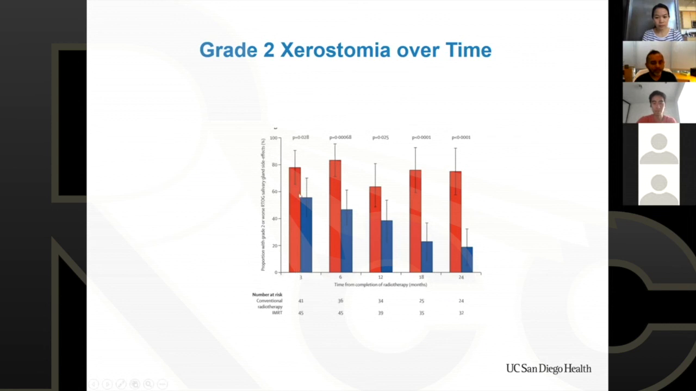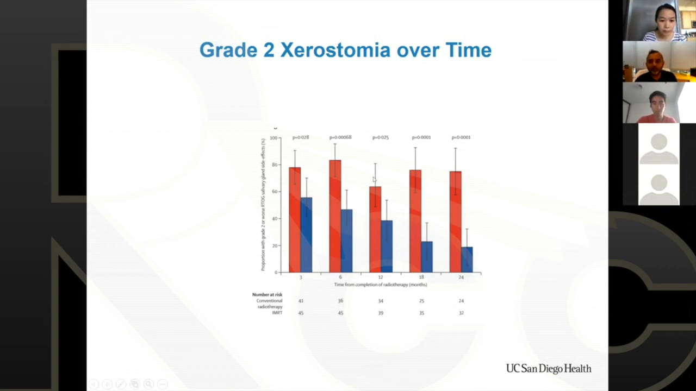As you can see, everybody gets these acute side effects. So you can see that there's significant xerostomia acutely. And interestingly, with IMRT, because you're able to spare some of that parotid salivary gland pretty well, there was even a statistically significant difference in the proportion of patients who had grade 2 toxicity here.